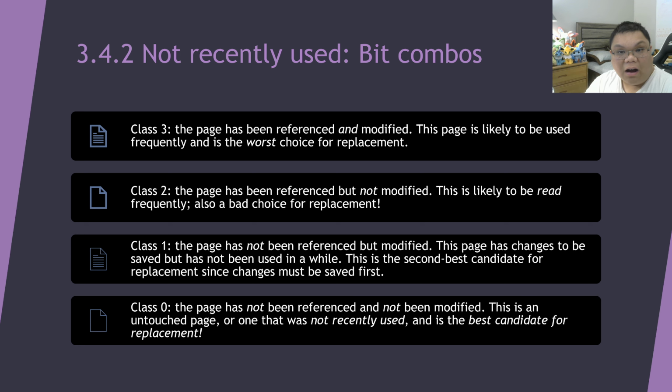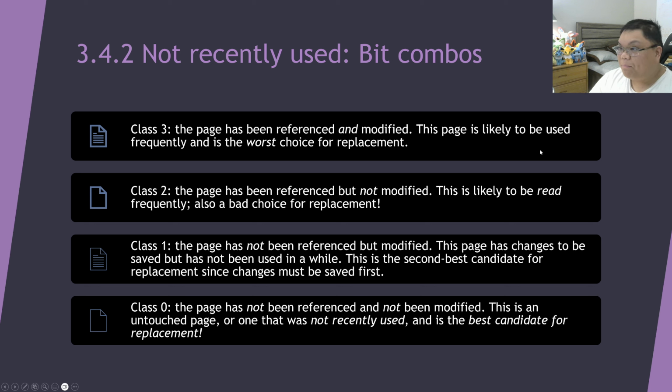Class 0 pages are our best candidate for page replacement. A class 0 page has not been referenced and has not been modified. So, under not recently used, we pick out a class 0 page to replace. If we don't have any class 0 pages, then we try class 1 pages. If we don't have any of those, then we try class 2 pages. And if we don't have any of those, we replace a class 3 page. And that's the algorithm right there.